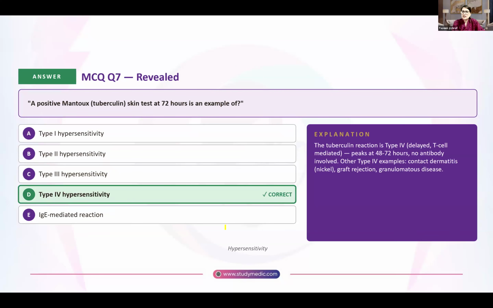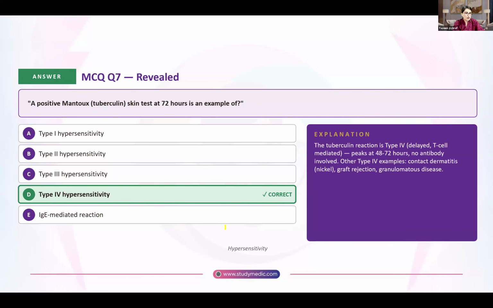The tuberculin reaction is type 4, delayed T cell mediated, peaking at 48 to 72 hours, with no antibody involved. Other type 4 examples are contact dermatitis, graft rejection, and granulomatous disease. All these are type 4 reactions which we have to remember.